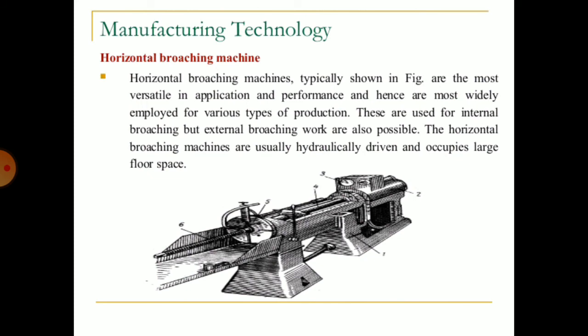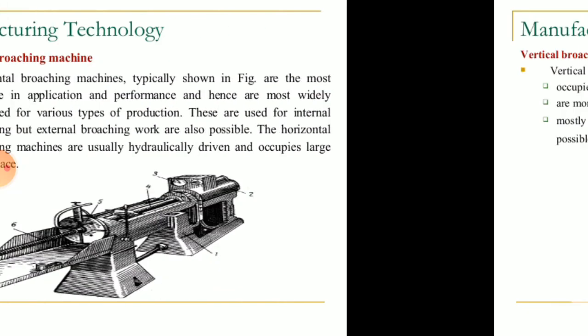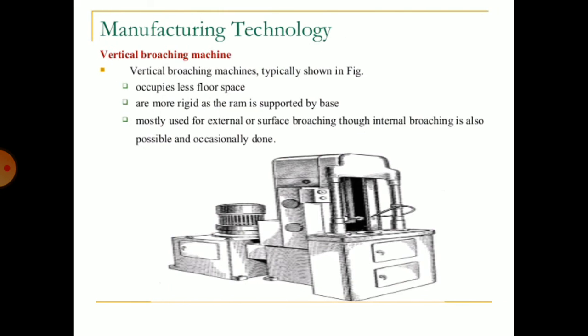Horizontal broaching machines are the most versatile in application and performance and hence are most widely employed for various types of production. These are used for internal broaching, but external broaching work is also possible. The horizontal broaching machines are usually hydraulically driven and occupy large floor space. Vertical broaching machines occupy less floor space and are more rigid as the ram is supported by a base. They are mostly used for external or surface broaching, though internal broaching is also possible and occasionally done.